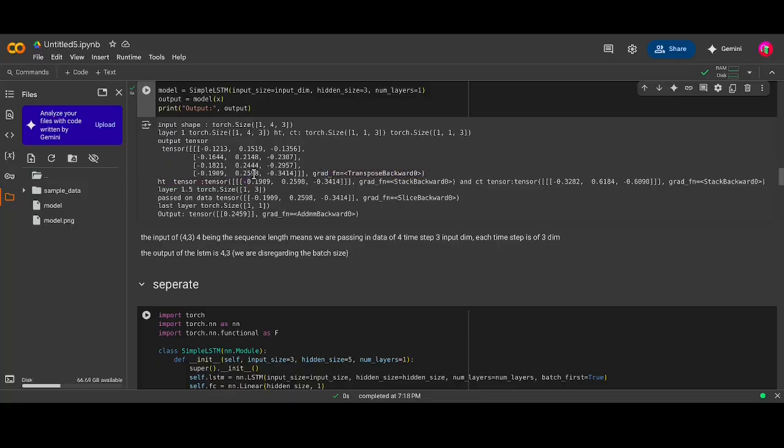Now if you look carefully, you can see the last list of the output tensor is the same as the HT, the short-term memory: minus 0.1909, 0.2598, minus 0.3414. Now I'll tell you why that's the case.